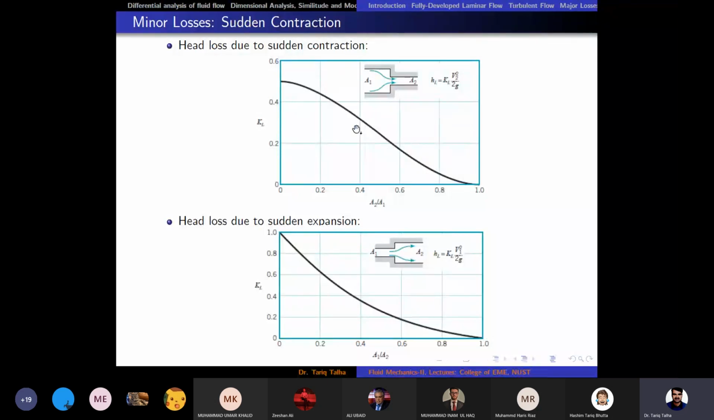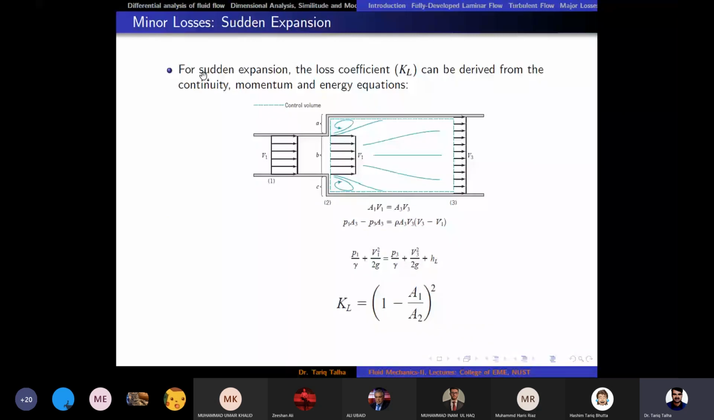Mind you that all these things we usually get from experiments, and these KL values are obtained by the conduct of experiments in the lab. But for this case, we can also determine KL theoretically if we write the energy equation, momentum equation, and continuity equation for the flow, and then with a little bit of simplification, we can come up with KL is equal to (1 minus A1 upon A2) whole square.